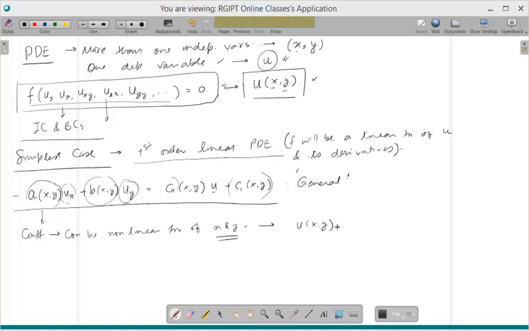So this would be a function, let's call this z. So this would be your solution. The solution would be some function z, which I'm going to represent as u of x comma y. Now, why am I writing it this way?